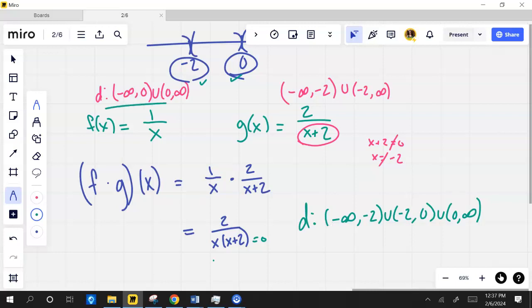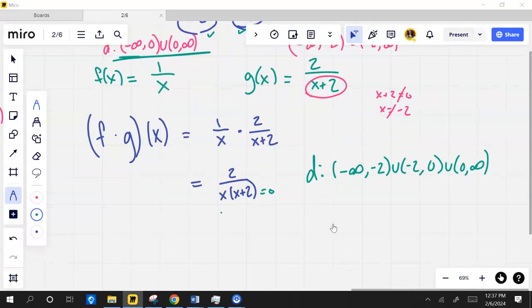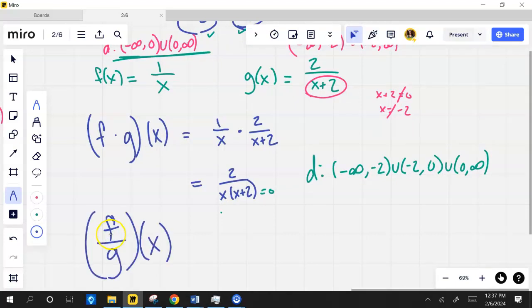That's 0 because of this domain. So we're basically just doing the range, putting the two together. So wherever these come up, wherever you do this one. We're not even doing range right now.